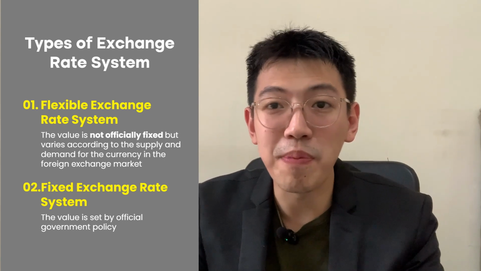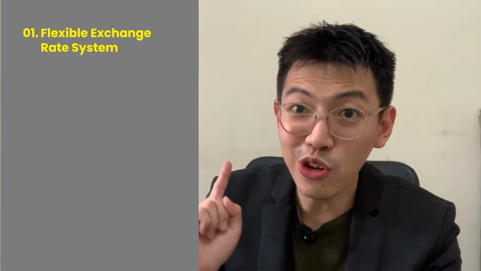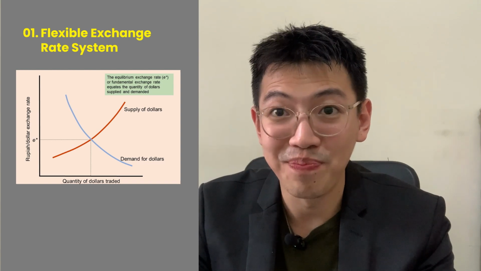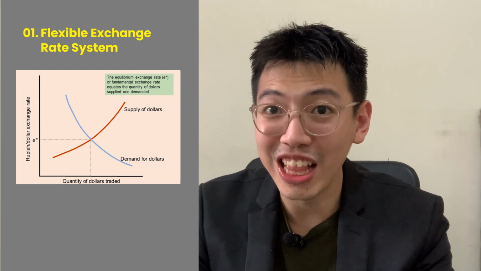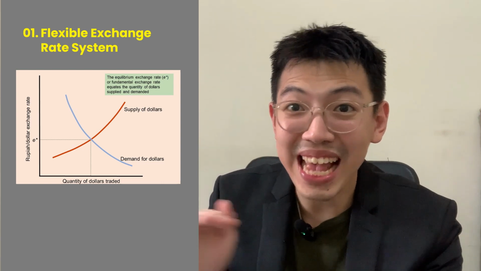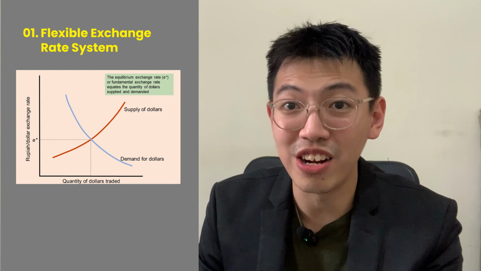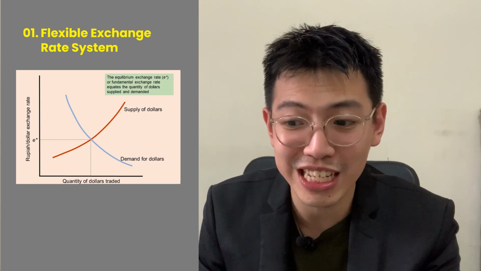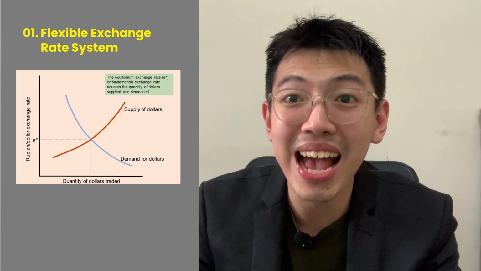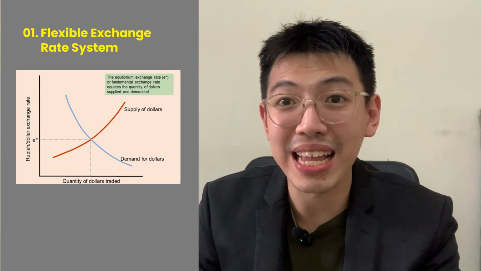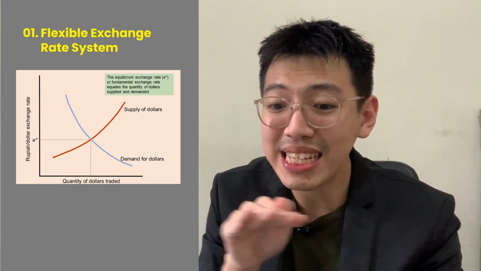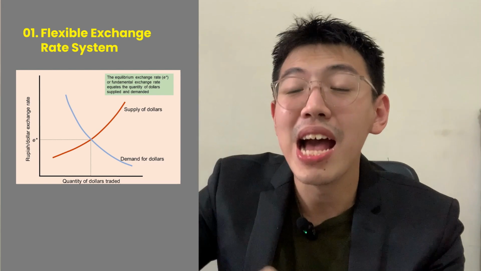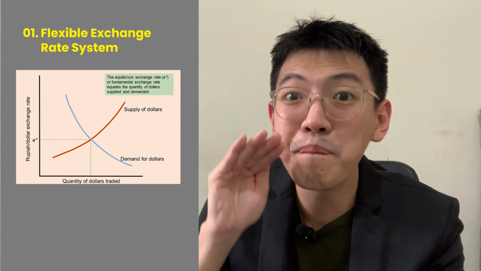The first one, we're gonna talk about flexible exchange rate system. Look at this graph. This is the graph of supply and demand of dollar. We will analyze two currency, dollar and rupiah. So the x-axis is the quantity of dollar, while the y-axis is exchange rate of other currency per currency that is analyzed. In this case, we analyze dollar. It means the x-axis is dollar. And the y-axis, because we're gonna compare with rupiah, the y-axis will be rupiah per dollar.